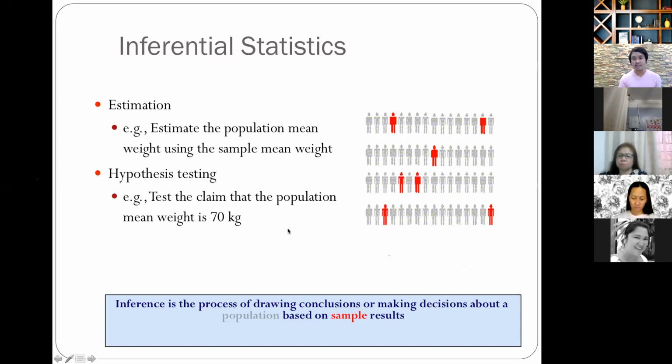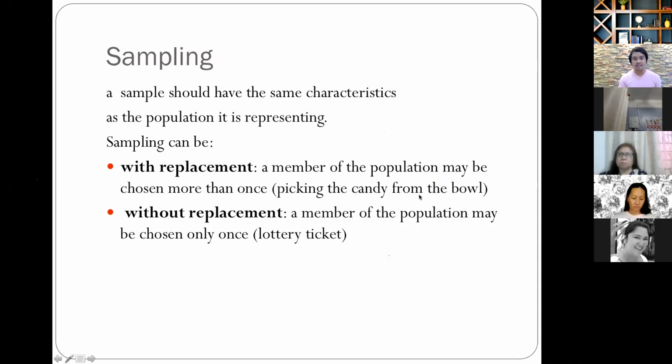So dapat meron ka talagang scientific method in making a decision, no, based on the sample. So sampling, a sample should have the same characteristics as the population it is representing. Dapat meron tinatawag na normal distribution, no? Sampling can be with replacement or without replacement. Pag sinabi natin with replacement, a member of the population may be chosen more than once. Example, picking the candy from the bowl. Pag without replacement, a member of the population may be chosen only once using lottery ticket.